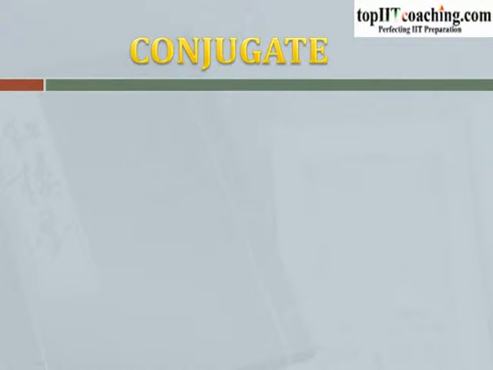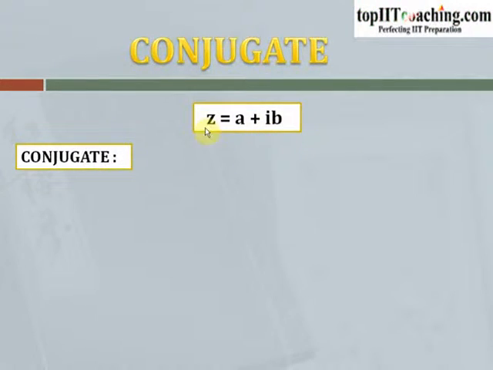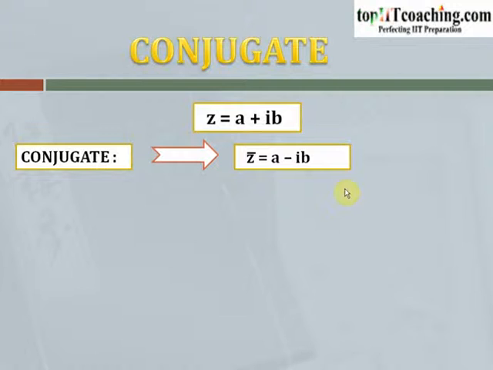Earlier, we have seen what the conjugate of a complex number is. Now let's try to understand this concept in detail. Let us say that we have a complex number z equal to a plus ib. Now, the conjugate of this complex number would be represented by z bar equal to a minus ib. We replace this positive sign by a negative sign. If the complex number was a minus ib, then the conjugate would be a plus ib. Simply, the sign changes. Plus becomes minus and minus becomes plus.